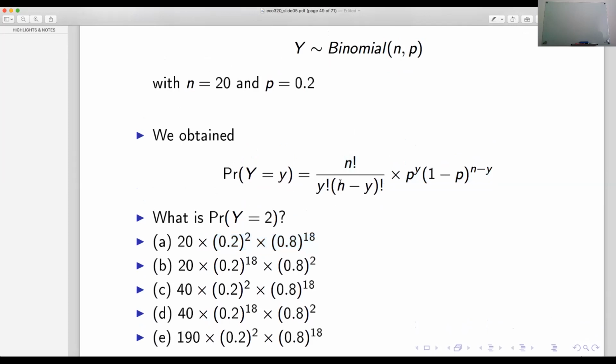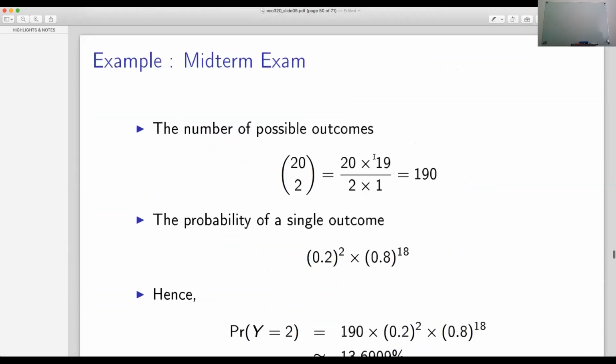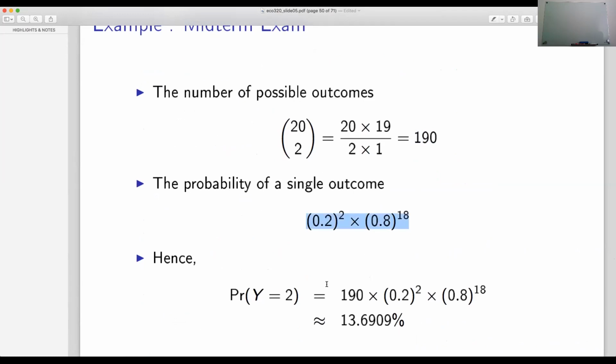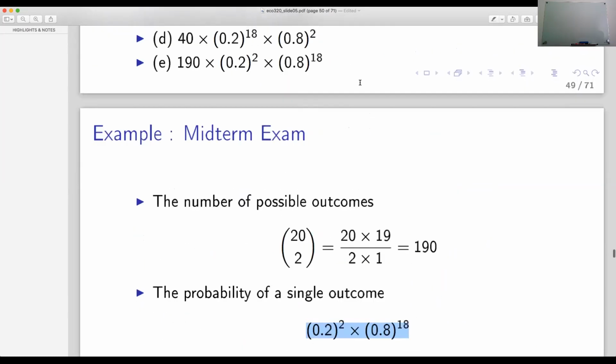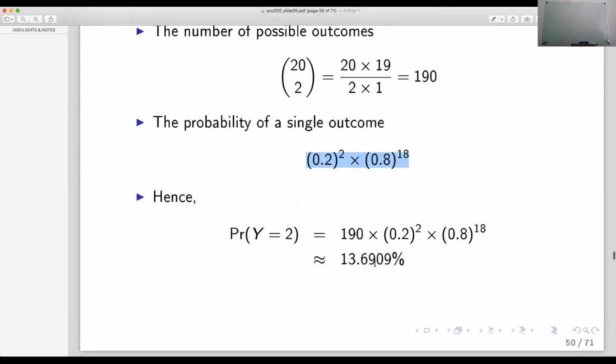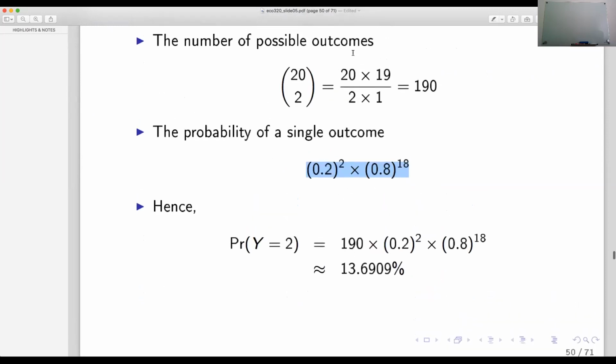So the combination was what? n was 20. So 20 factorial over y factorial, which is 2 factorial, times n minus y factorial. If we do the math, you get 190, and this is your probability, which should give you 0.1369, etc. So that would be your probability. That's what was answered two lectures ago, okay?